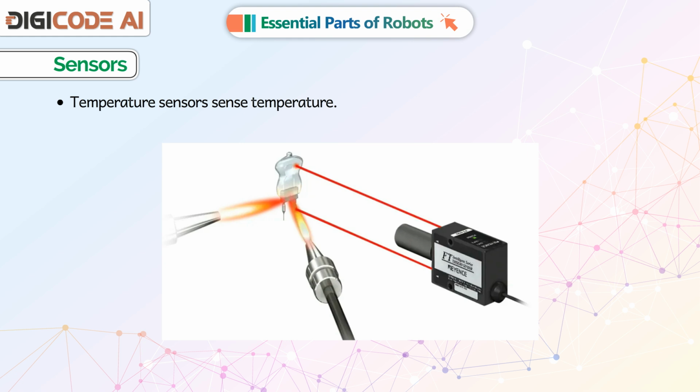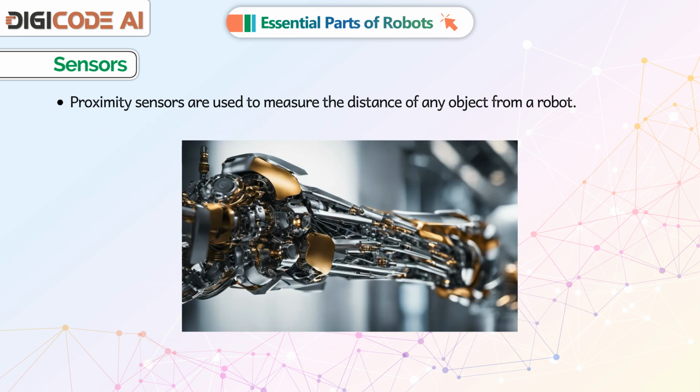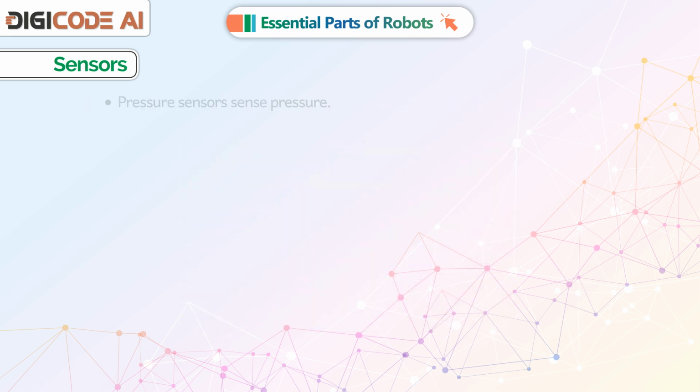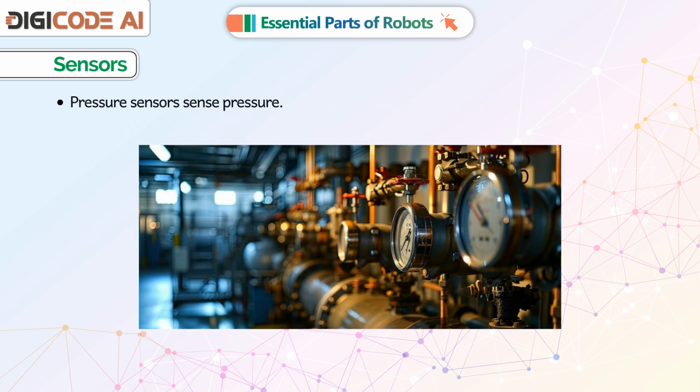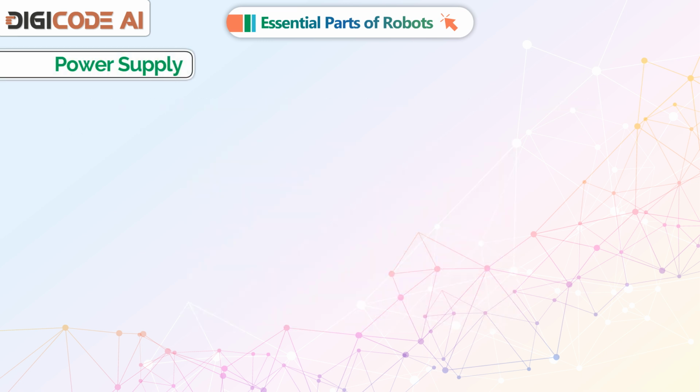Temperature sensors sense temperature. Contact sensors are one of the most common sensors in robotics. They are used to detect changes in position, velocity, force, etc. Proximity sensors are used to measure the distance of any object from a robot. Pressure sensors sense pressure. Positioning sensors are used in the automation industries for accurate robotic arm movement.